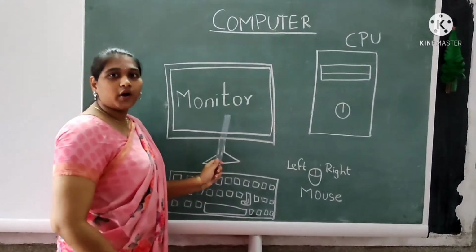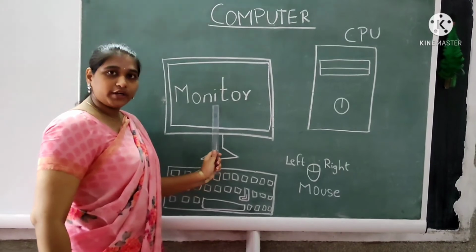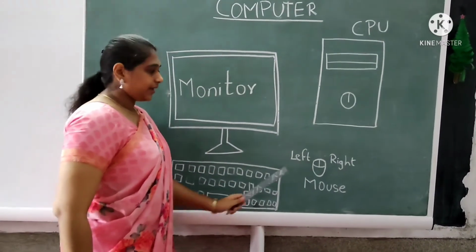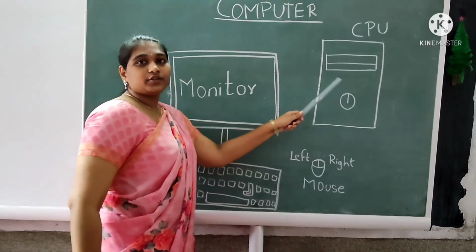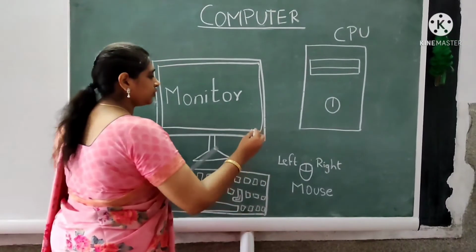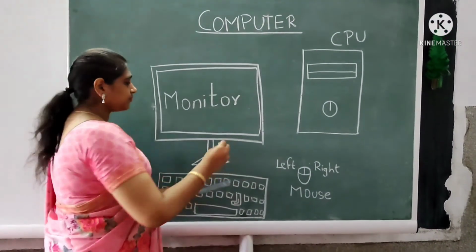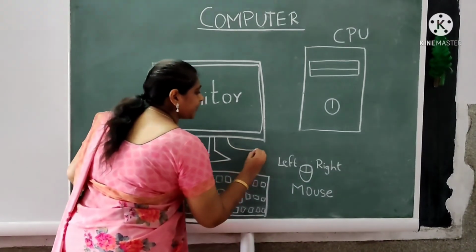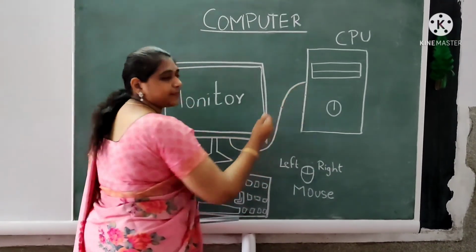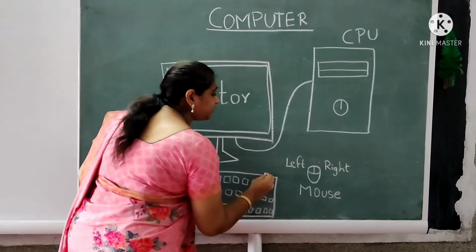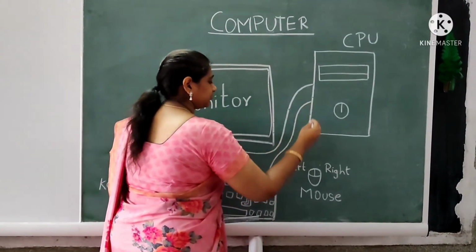And now all these three parts, monitor, keyboard and mouse, are connected to CPU. Now we'll connect the monitor, keyboard and mouse to CPU, children. These are connected by cables. Cables are nothing but wires, children.